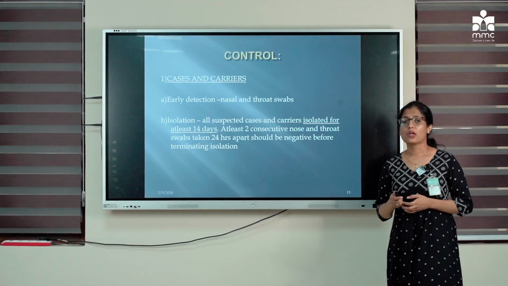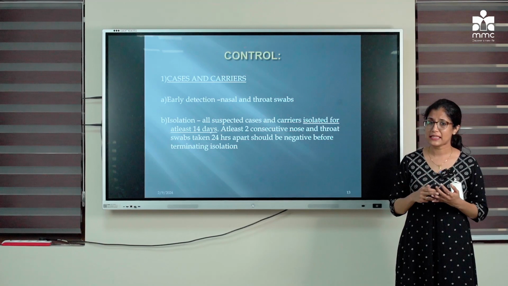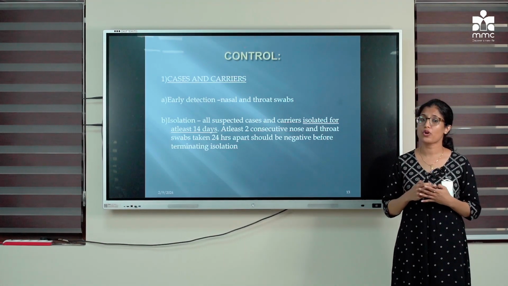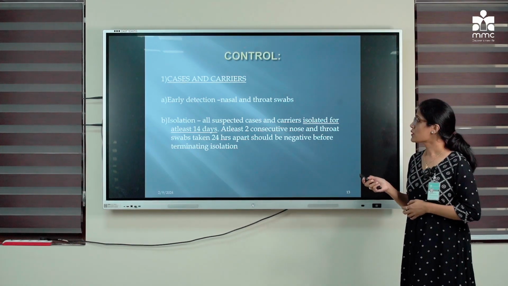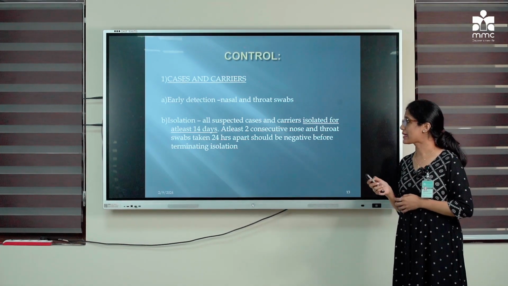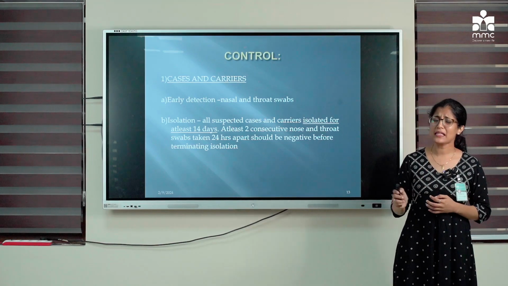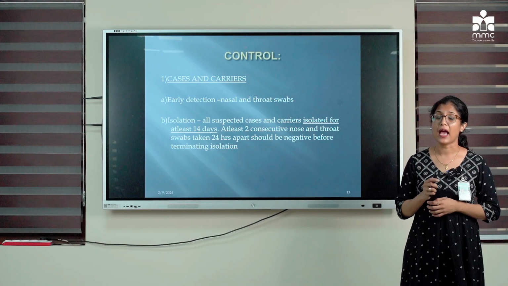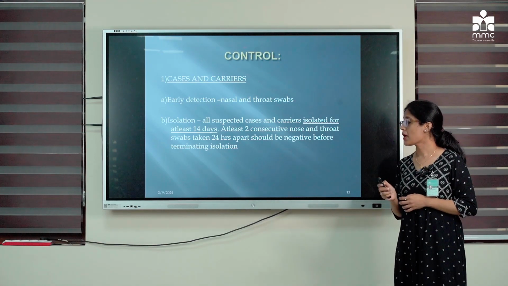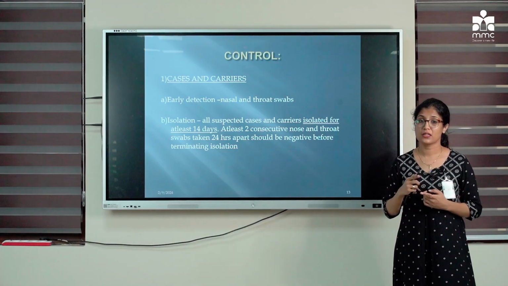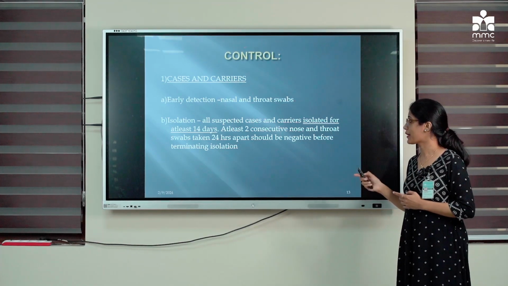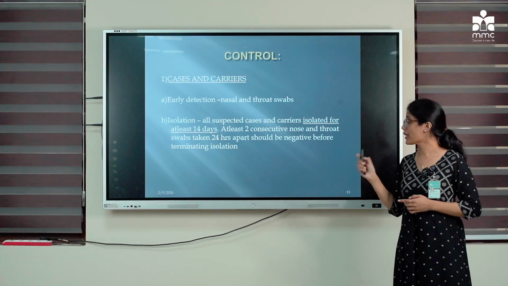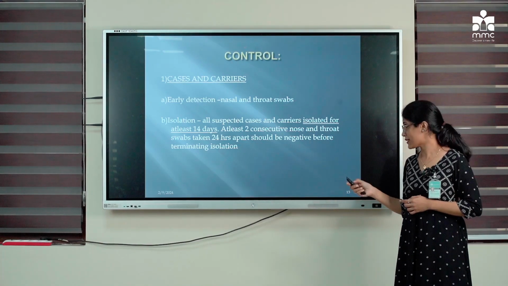So the control is mainly aimed at cases and carriers, the contacts, and finally, very importantly, the community. So what do we do about the cases and carriers? First and foremost, the mainstay is early detection, and we have to do nasal and throat swabs. Second is isolating the particular cases or carrier. So all suspected cases and carriers should be isolated for a period of at least 14 days.